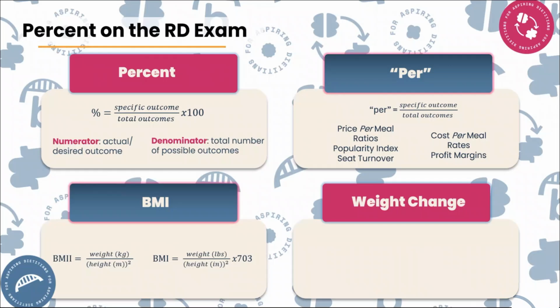Or you can memorize both BMI equations. That's up to you. The fact is, BMI is a ratio. It uses the exact same equation setup as percent and all of our per equations.